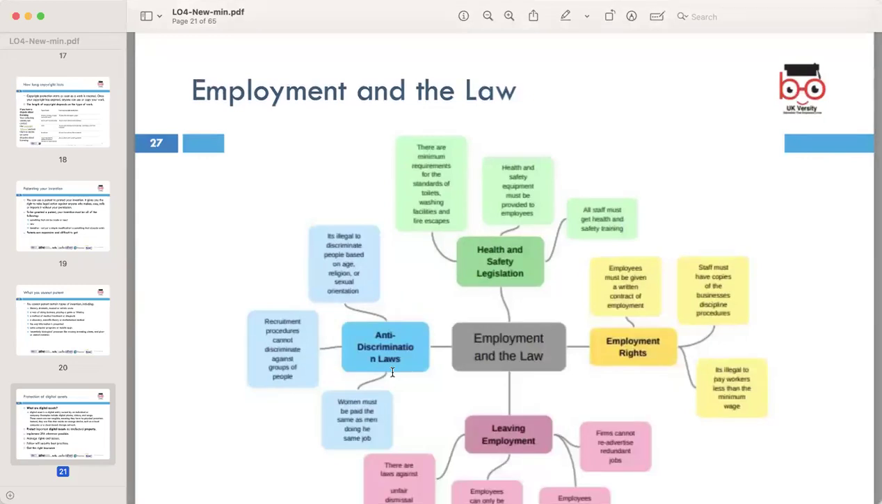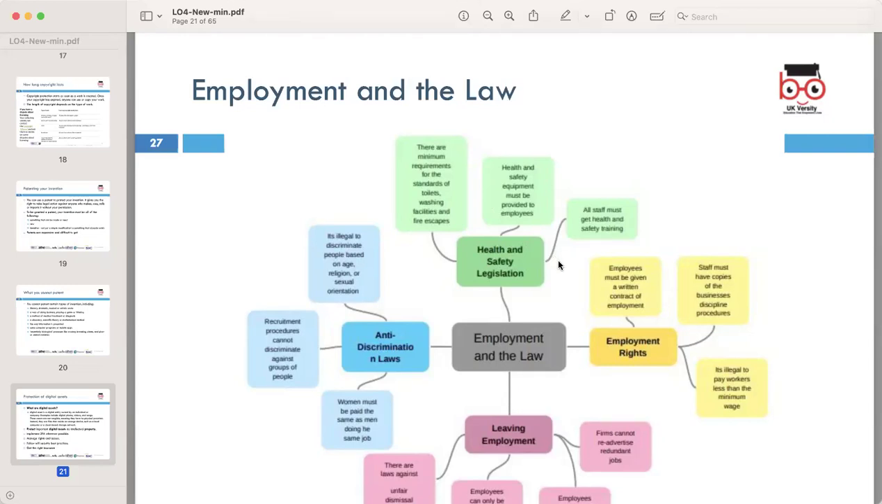Employment and the law. Recruitment procedures must not discriminate against any group, ensuring fairness. Pay equality between men and women for the same job is mandatory. Adequate standards for washing facilities, toilets, and fire escapes are essential. Employers are obligated to provide health and safety equipment to employees. All staff must undergo health and safety training.